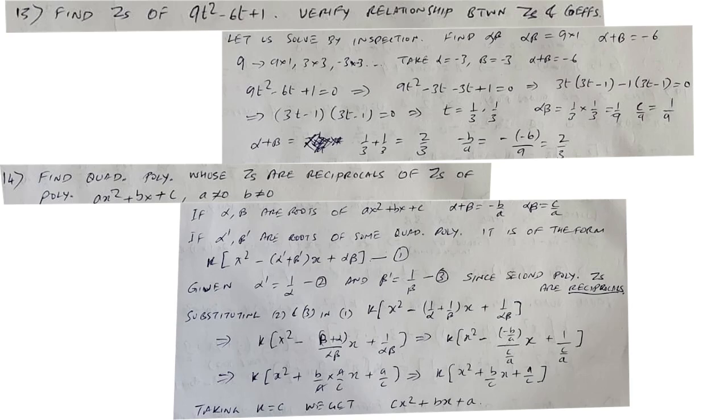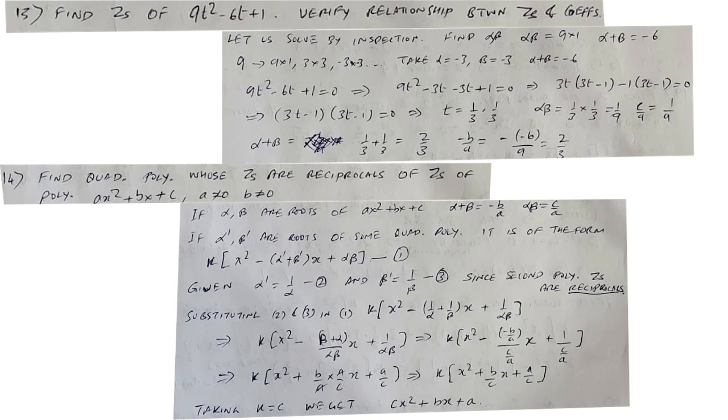Correct? Now, let us say we have another set of two roots, alpha dash and beta dash, of some quadratic polynomial. Then we have it in the form k multiplied by x squared minus alpha dash plus beta dash x plus alpha dash beta dash. Now they have given that we want reciprocals. So alpha dash is equal to 1 by alpha and beta dash is equal to 1 by beta. Okay, there is a small correction in equation 1. It should be alpha dash into beta dash, not alpha beta.